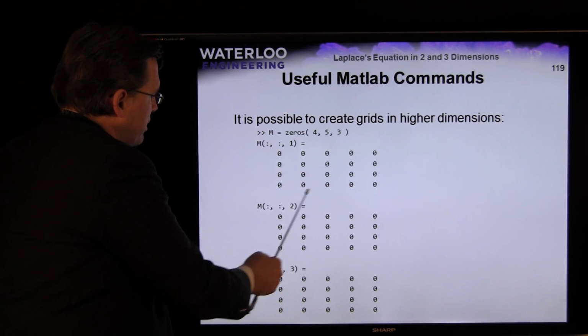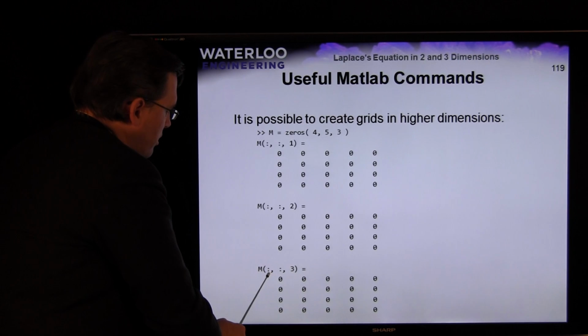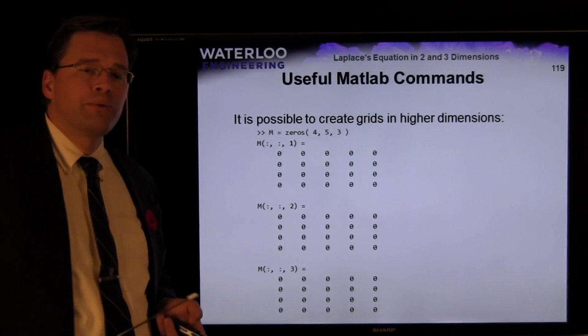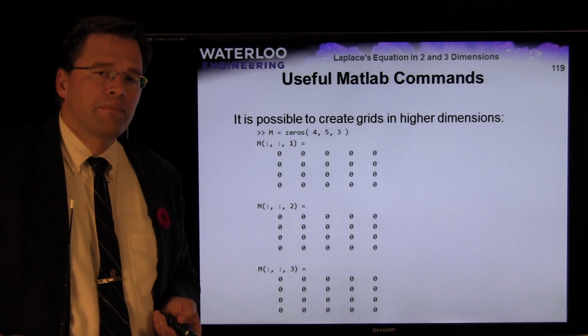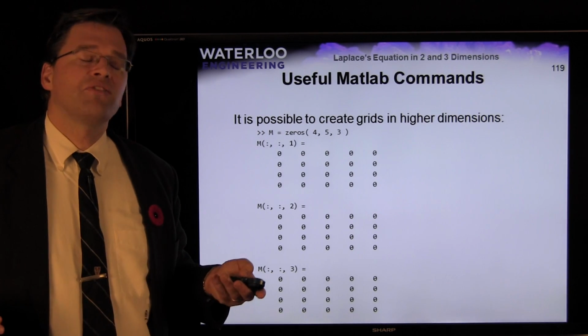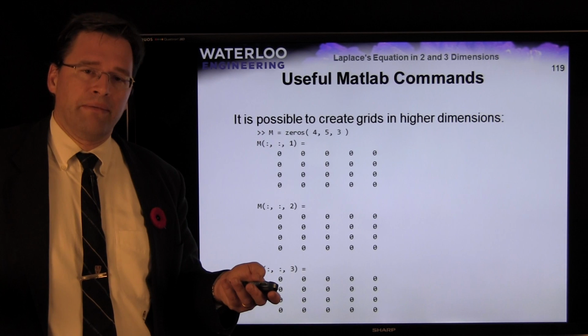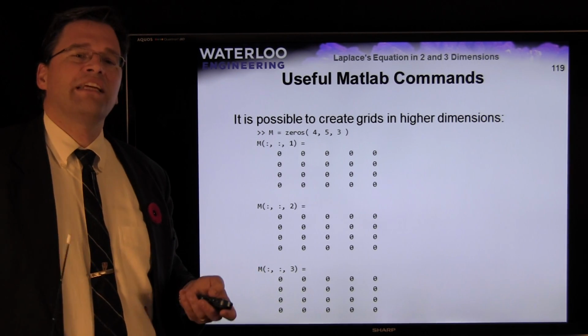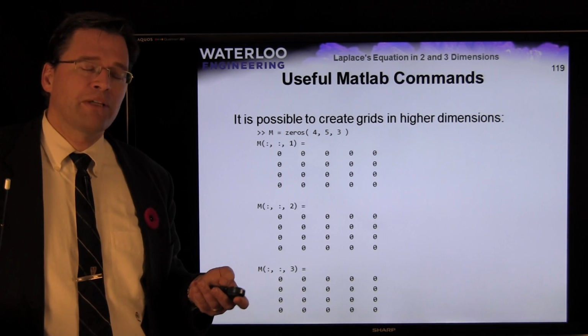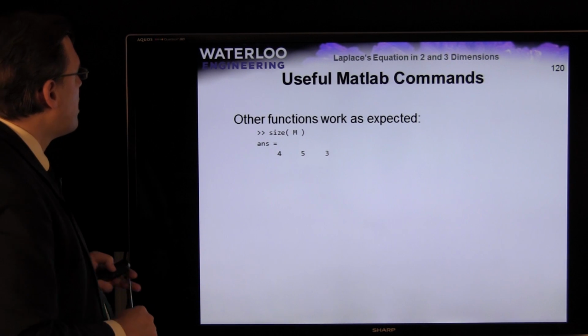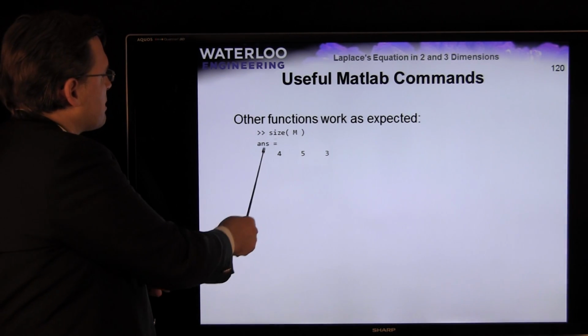This is all the entries where the third value is 2, and all the entries where the third value is 3. As you can imagine, this gets really ugly if you, say, have a 20 by 20 by 20 matrix, or array, because then you will essentially see 20 by 20 matrices. Now, size will return as expected.